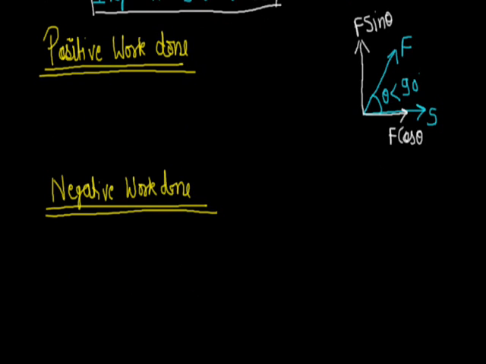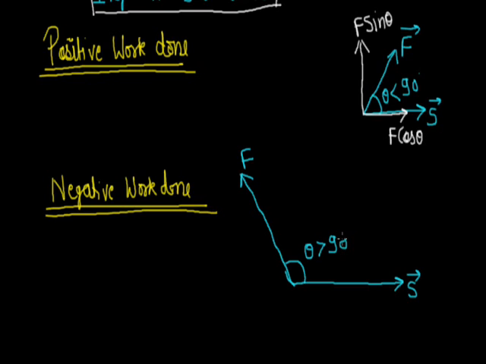Negative work done. In this case, let the displacement be in the direction as shown in the figure, and the force is at an angle greater than 90 degrees to this displacement. Here the angle is obtuse. Obtuse means theta is greater than 90 degrees.